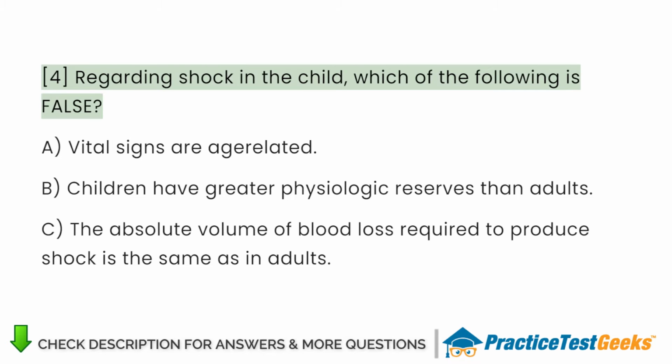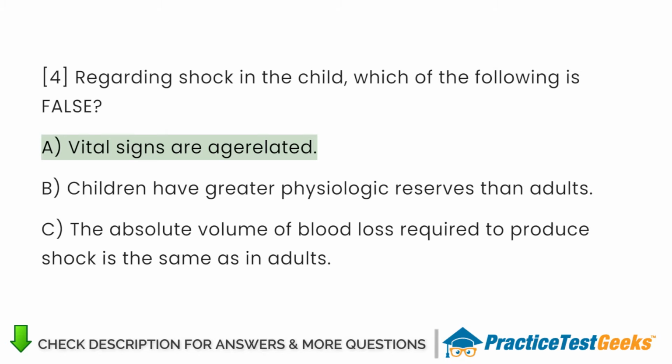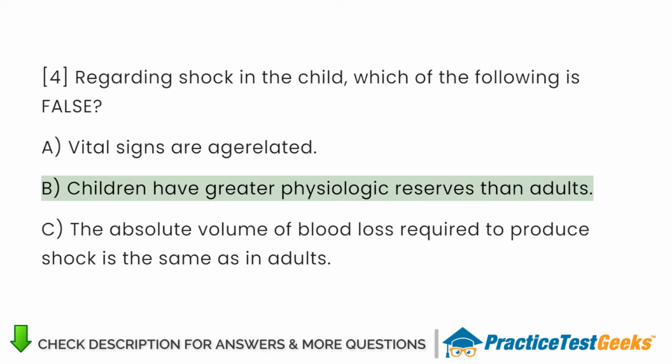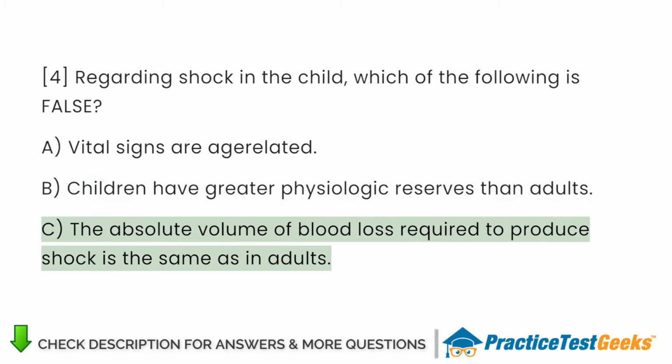Regarding shock in the child, which of the following is false? A. Vital signs are age-related. B. Children have greater physiologic reserves than adults. C. The absolute volume of blood loss required to produce shock is the same as in adults.